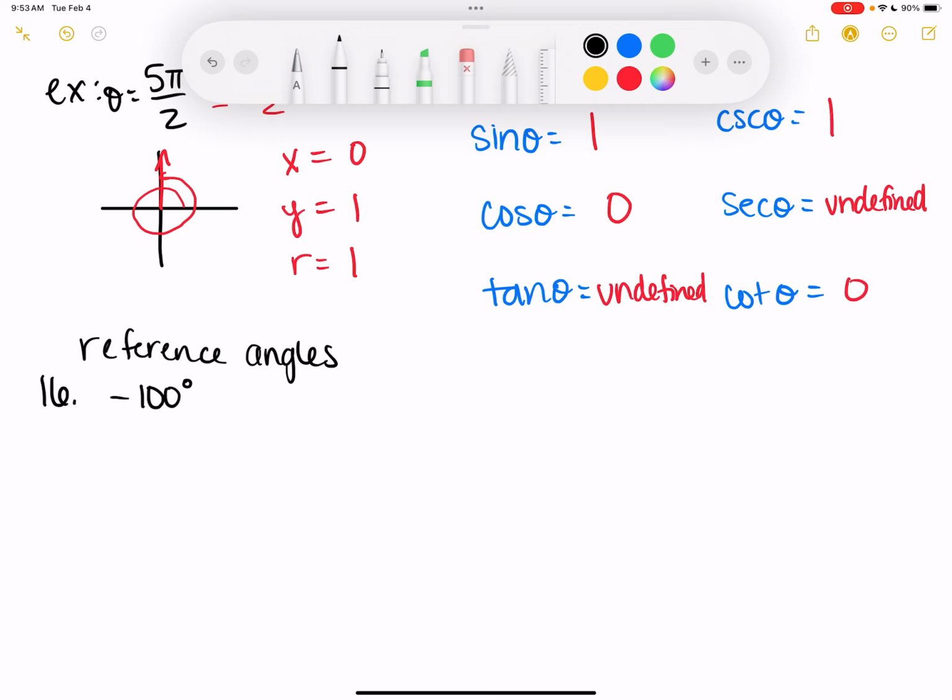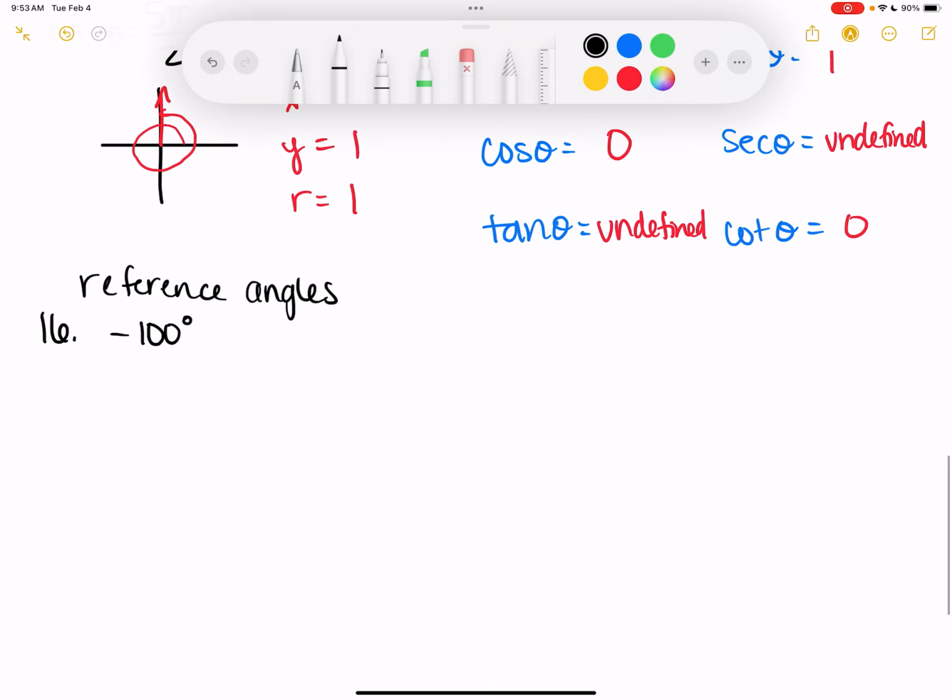All right, negative 100 degrees. So I'm gonna sketch this angle. This is negative, so that means I'm going the opposite direction, so I'm going down here. This puts me at 90, so I need to go 10 degrees past that. So basically this angle is right here. So that's 90 plus 10. Okay, I understand. So this is where people get confused. This angle here is theta.